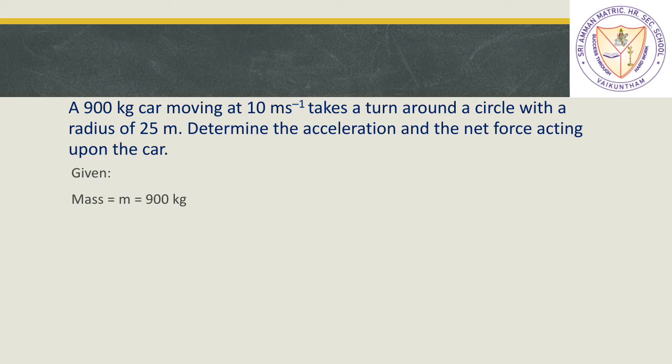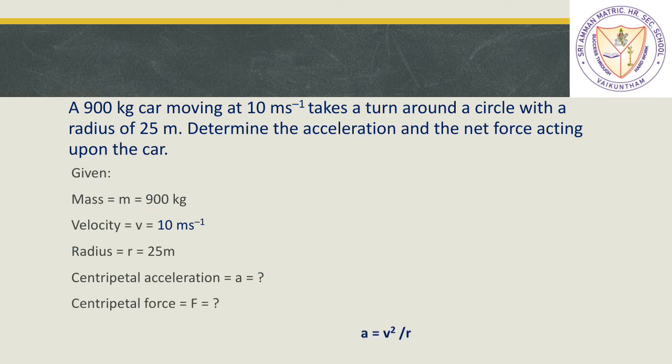Therefore mass m is equal to 900 kg. The velocity v is equal to 10 meter per second. Radius r is equal to 25 meter. We are asked to calculate centripetal acceleration a and the centripetal force F. So it is quite simple. We have just learned it. The acceleration is equal to v square by r, that is centripetal acceleration. So v square will be 10 square divided by 25. 10 square is 100, divided by 25. So it will be 4 meter per second square. The centripetal acceleration will be 4 meter per second square.